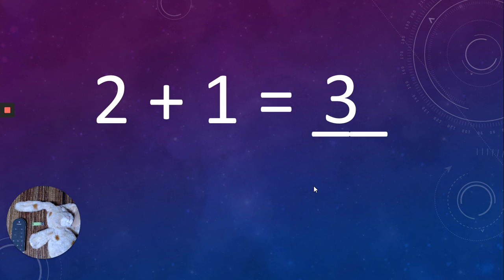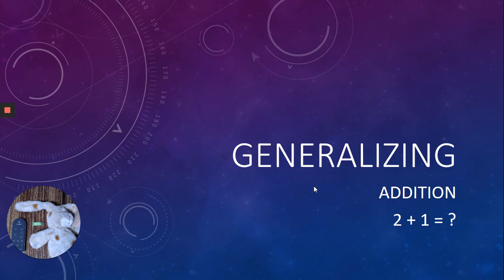No matter how many different objects we use, when we have 2 objects and we add one more object, we have 3. That's called generalizing. When the same answer is true, but different parts are different. 2 different things plus another thing will equal 3 when we add it together.